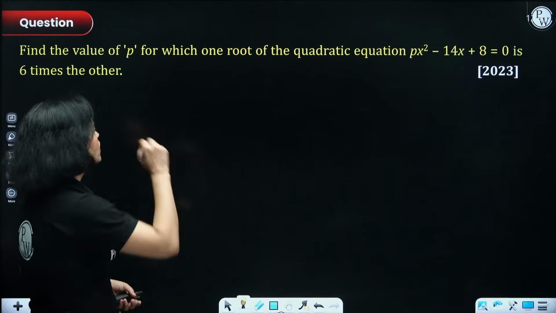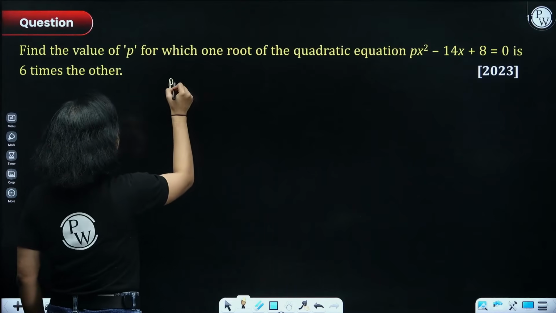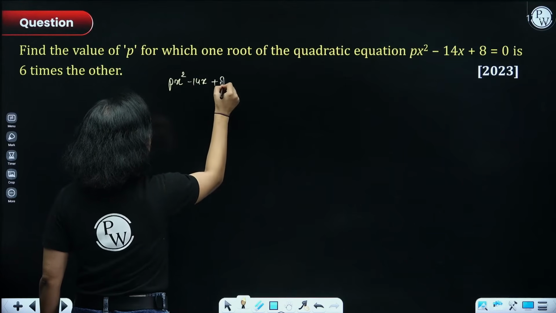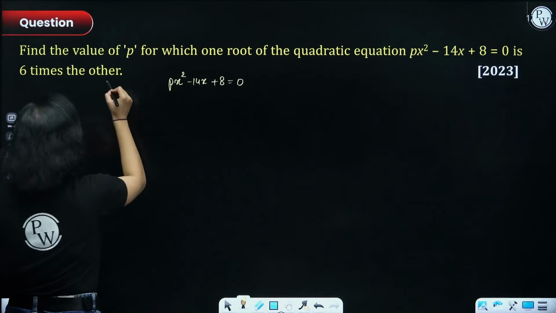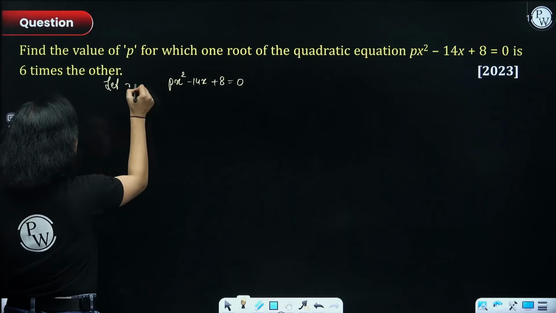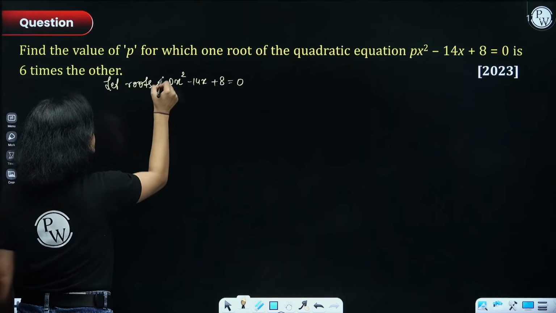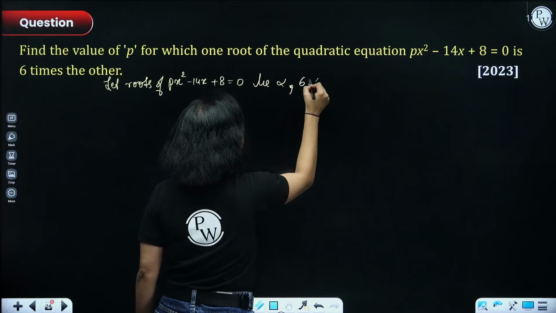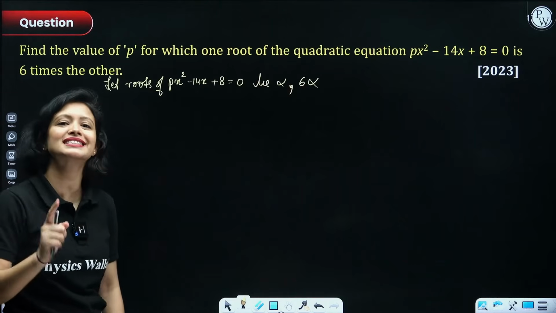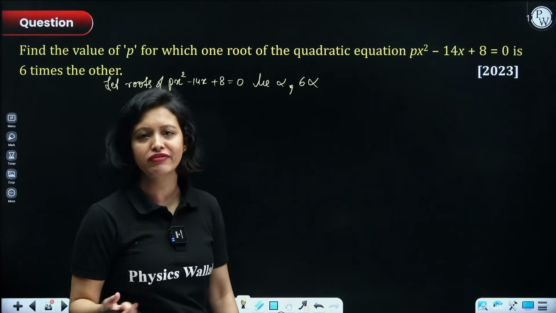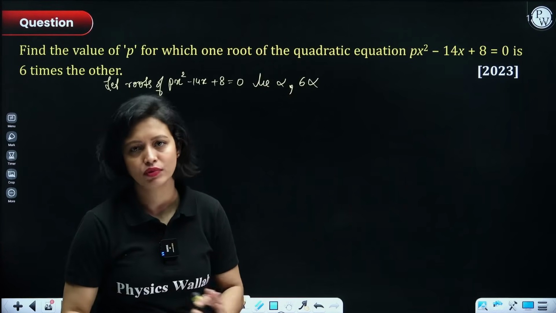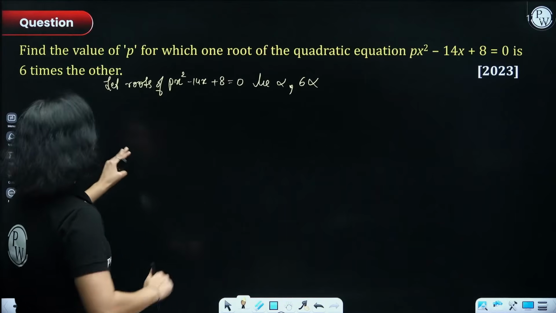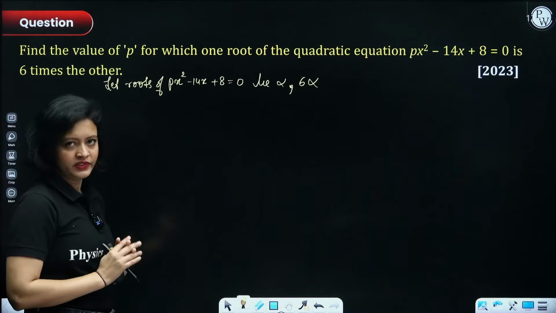Okay, so the roots of this equation px square minus 14x plus 8 is equals to 0. Let's suppose the roots of this equation be alpha and 6 alpha. Why did I take 6 alpha? Because one root is 6 times the other. So if one root is alpha, the second root would be 6 alpha only. No brainer, right? Okay. Now, we have to figure out the value of p.